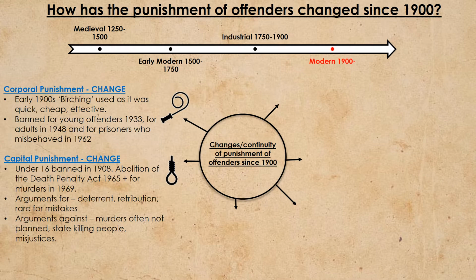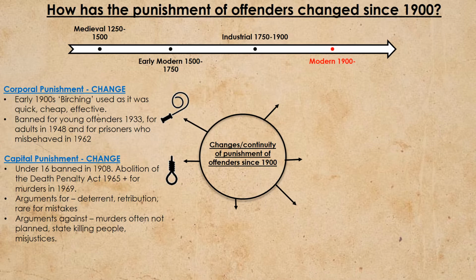Another very significant change during this time period is to do with capital punishments, so executions. In 1908, executions are banned for children under the age of 16. And then in 1965, you get the abolition of the Death Penalty Act, which basically says that all crimes are no longer punishable by death, except for treason and murder, and then murders are removed from this list in 1969. Technically, up until 2004, when it's fully removed from the books, somebody could be executed for treason, but they are not, okay?